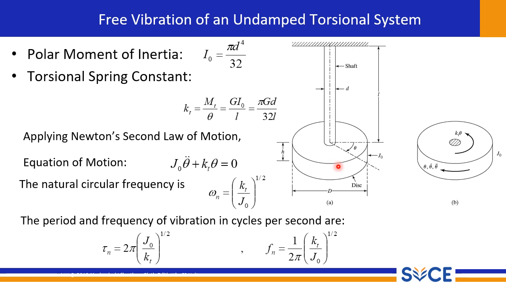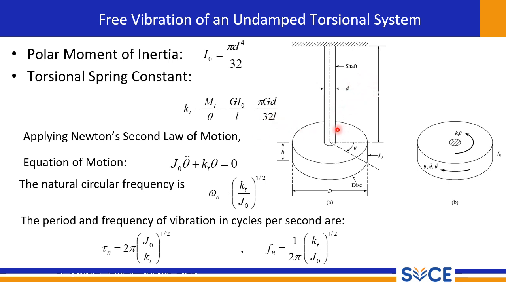Building on our understanding of the torque-twist relationship, we can delve into the dynamic behavior of this torsional system. Let's start by defining some important parameters. First, we have the polar moment of inertia, denoted as I_0. For a solid circular shaft, I_0 is given as pi d to the power 4 divided by 32, where d is the diameter of the shaft. This value represents the shaft's resistance to any torsional deformation.